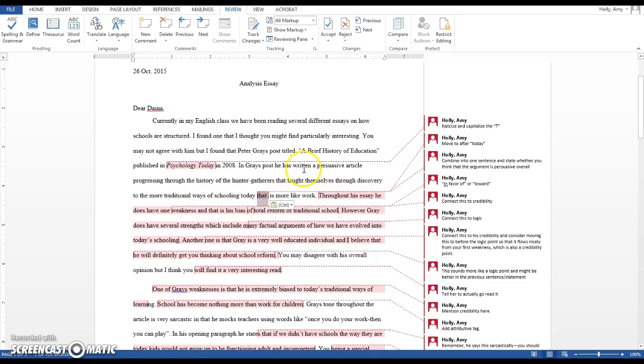So, he's written a persuasive article progressing through the history of hunter-gatherers that taught themselves through discovery to the more traditional ways of schooling today that is more like work.